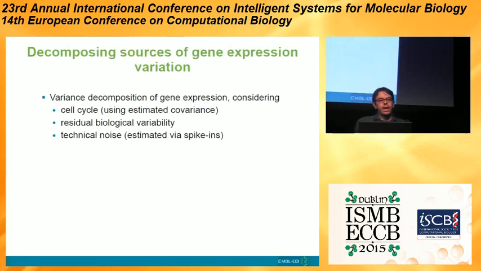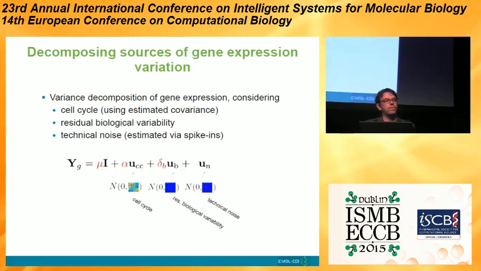So what we can then do, once we have the cell-to-cell transcriptome covariance matrix, is ask questions about what is the source of variation, why do genes vary in the transcriptome. So effectively we can fit an ANOVA model where we try to dissect the variation due to the cell cycle covariance, which we now just learned from the data itself, due to residual biological processes we might be interested in, and technical noise, which we get from the spike-ins I just mentioned earlier on.